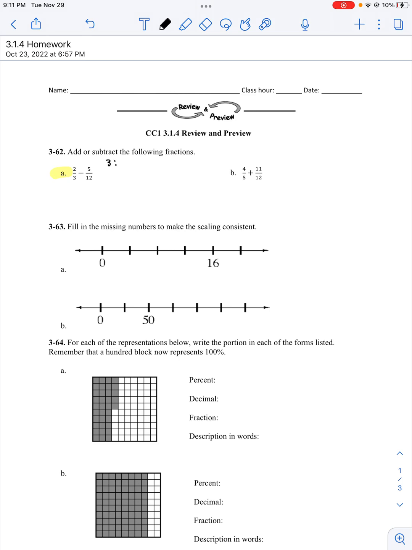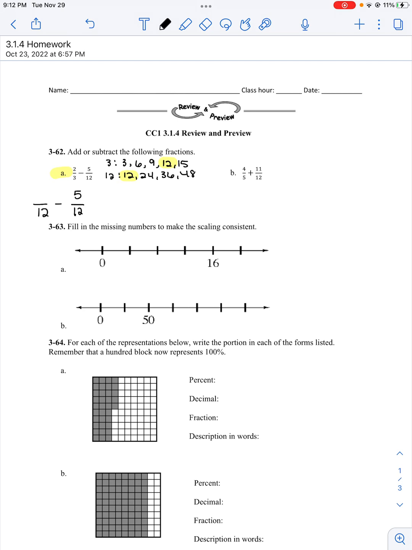So what I'm going to do is list the multiples of 3 and 12 and find the one that is common for both, the least common, so the first one that they have in common. If I count by threes, I have 3, 6, 9, 12, 15. If I count by 12s, 12, 24, 36, 48. Well, the first thing that I notice is that 12 is my least common multiple. So that's how I know that when I rewrite my fraction, my common denominator is going to be 12.